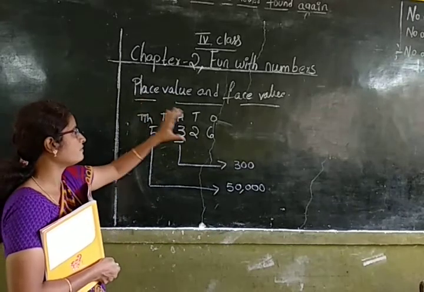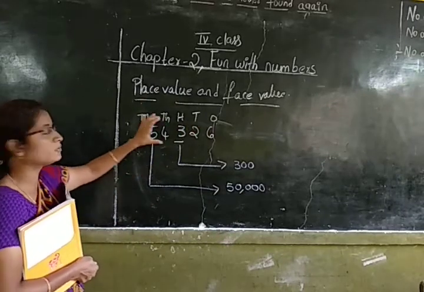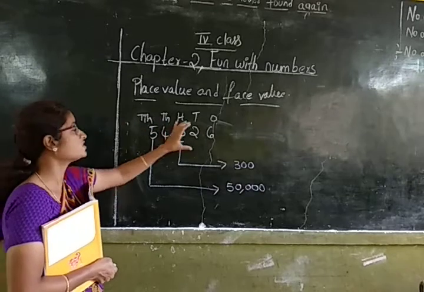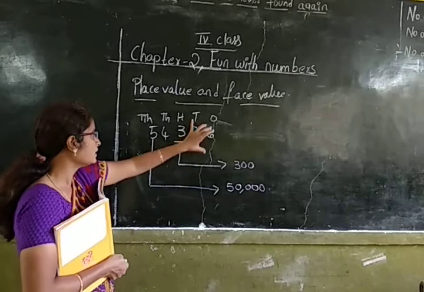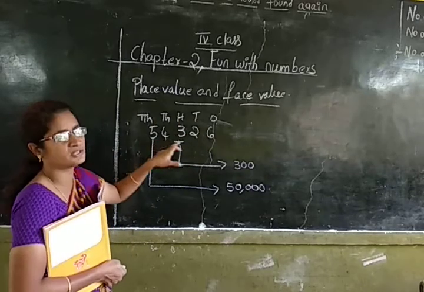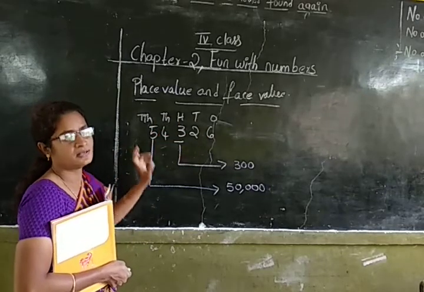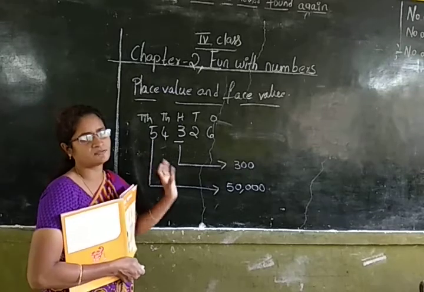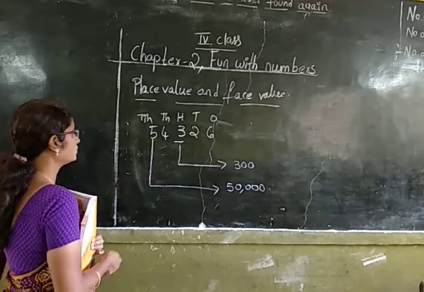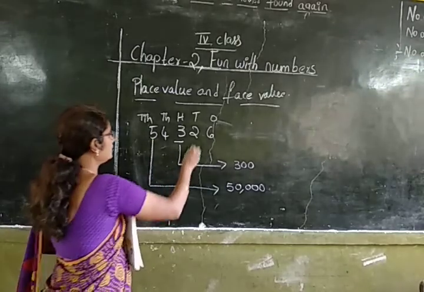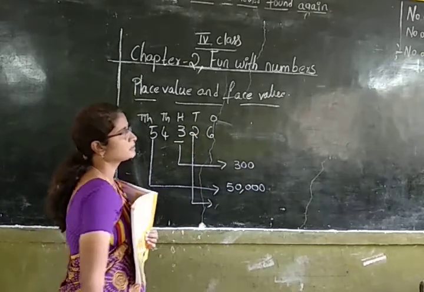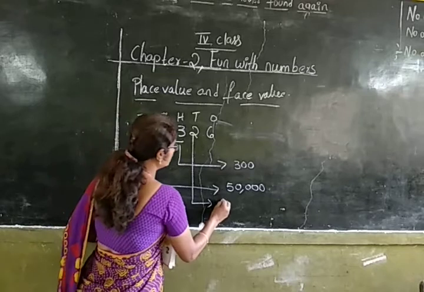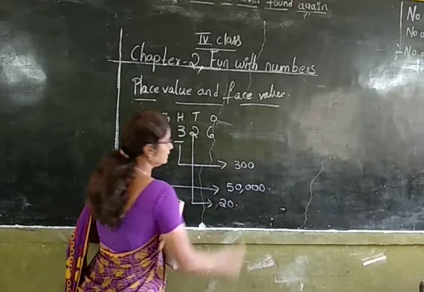So place value is the value that depends upon the position of the digit in the number. Did you understand, children? Similarly, 2 is in which position? Tens position. So its place value will be 20.